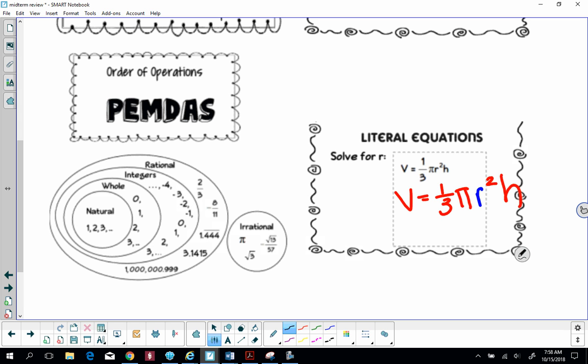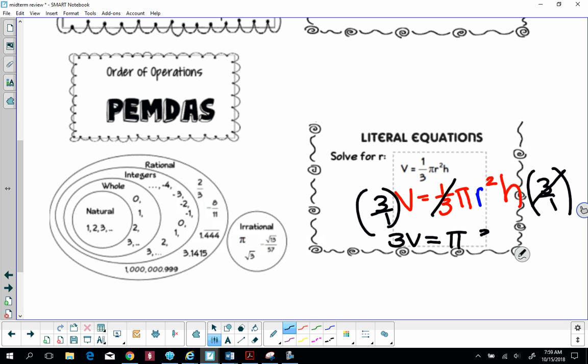Good. You hear? Multiply by its reciprocal. So what is the reciprocal of 1/3? 3/1, or you can even do 3, right? So first thing, get rid of the fraction that's being multiplied. We multiply by its reciprocal. When you do that, what's 3/1 equal? 3. And 3 times b is just 3b equals pi r squared h.